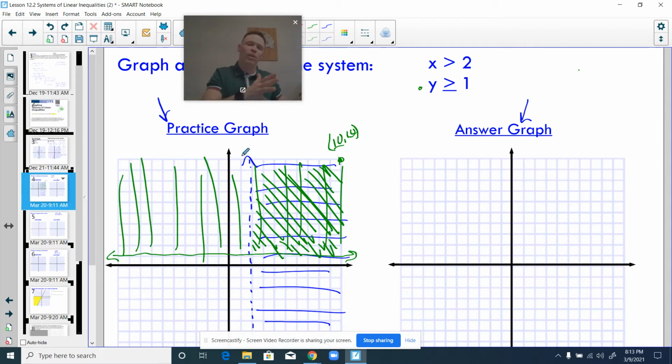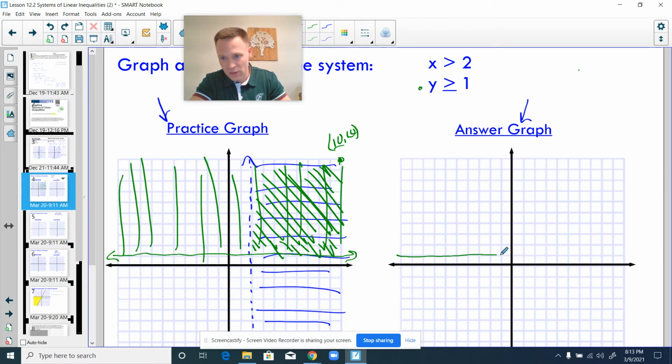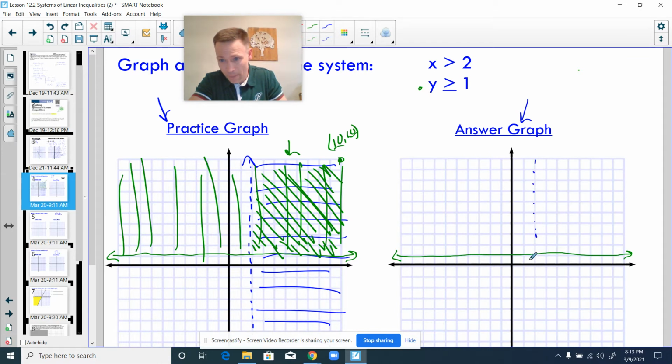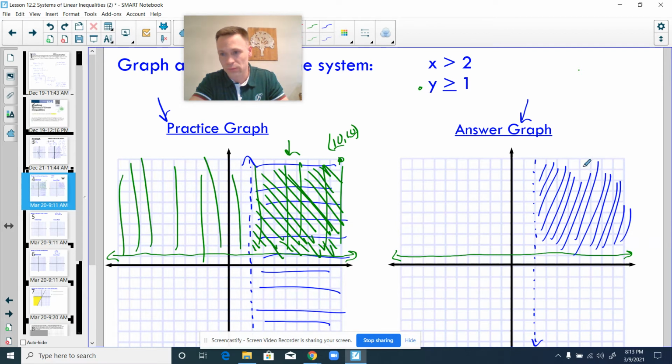Now, here's why you might want to use a practice graph and then an answer graph. So I'm going to go ahead and graph each of these lines, but I already know my double shaded region is just in this area here. So instead of shading everything, I'm only going to shade my actual answer. So dashed line at 2. I'm not going to go all the way down. Then I will just go ahead and shade everything that is here. So now it looks a little bit cleaner, okay?